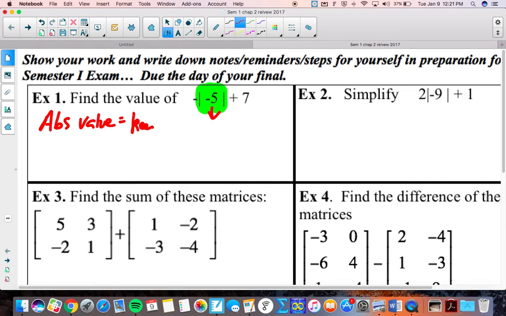Keep or make the one value inside, which means you might need to simplify first, inside positive.